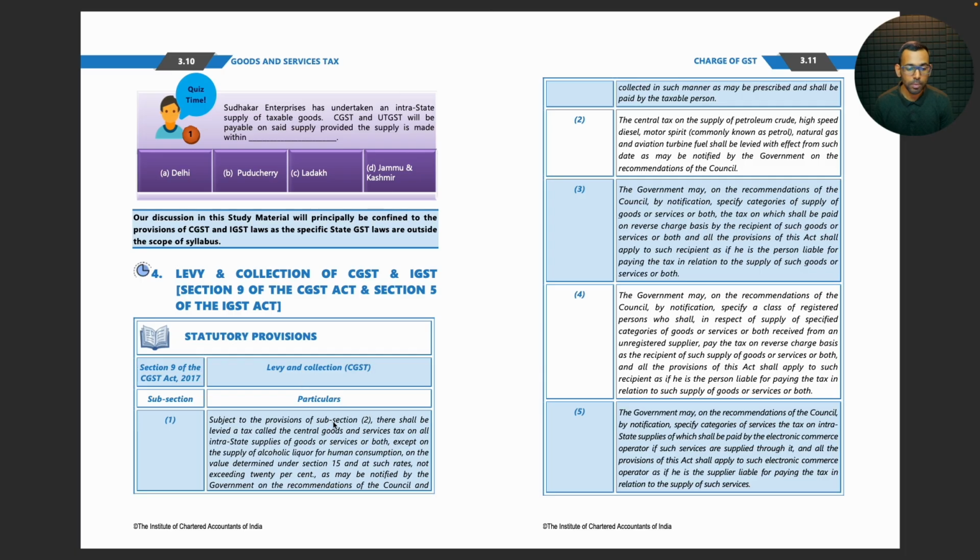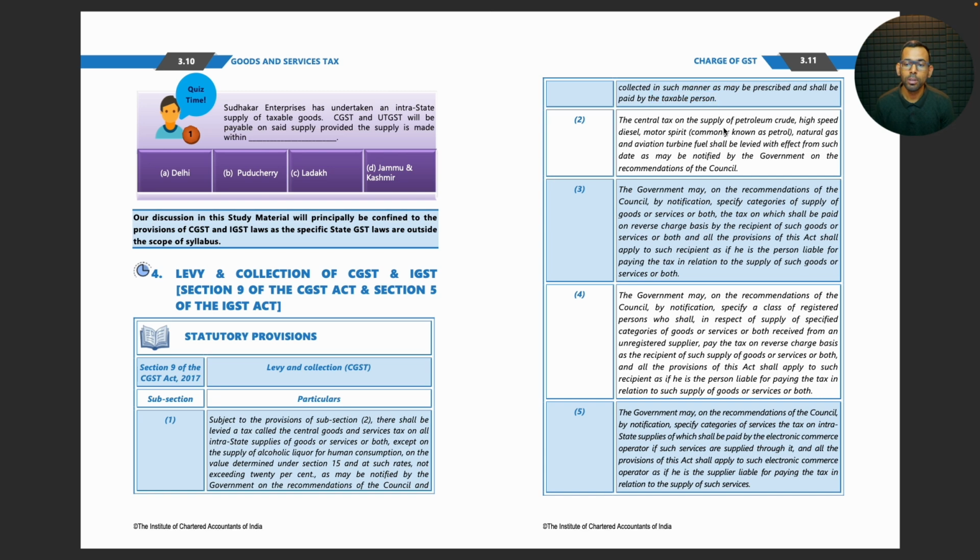Subject to the provisions of subsection 2, there shall be levied a tax called CGST on all intrastate supplies of goods or services or both, except on the supply of alcoholic liquor for human consumption, on the value determined under section 15 and at such rates not exceeding 20% as may be notified by the government on the recommendations of the council, and collected in such manner as may be prescribed and shall be paid by the taxable person. So there is another definition that we saw yesterday, taxable person.